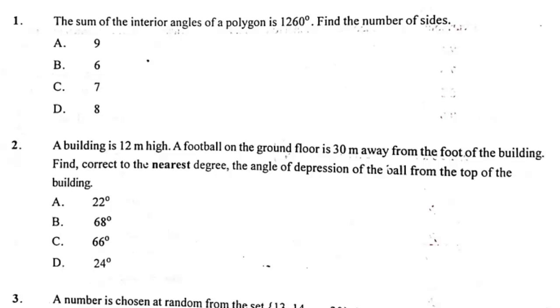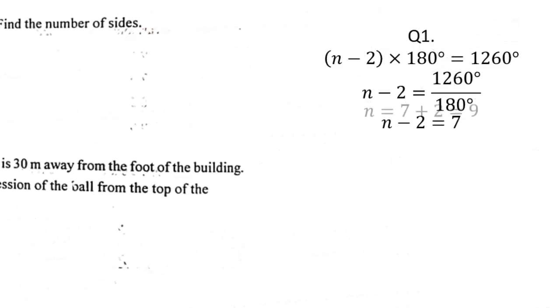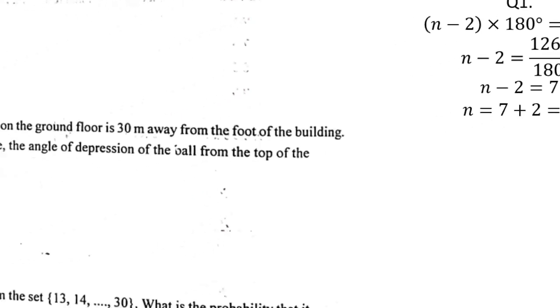The sum of the interior angles of a polygon is 1260 degrees. Find the number of sides. So the number of sides will be 9.